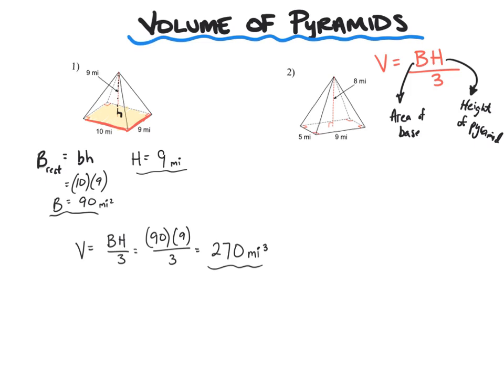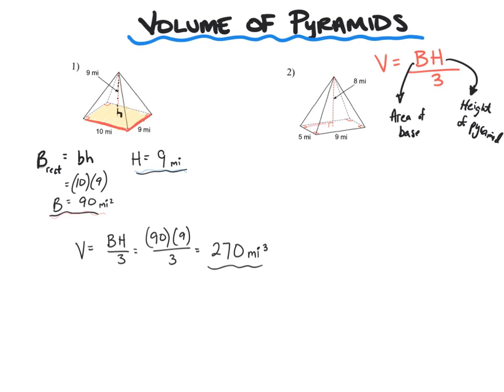So that's what we do, guys. We identify the base so we can find the area of the base. We identify the height so we can multiply the big B by the big H and then divide it by 3. All right, so let's do the same thing on the next example.